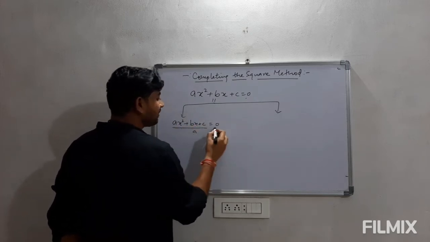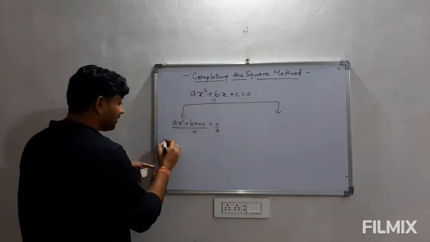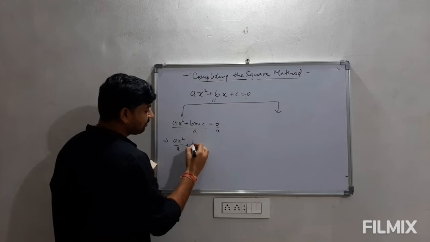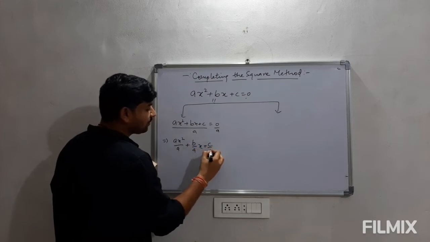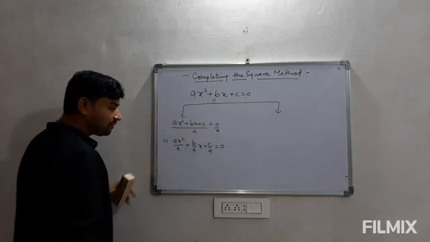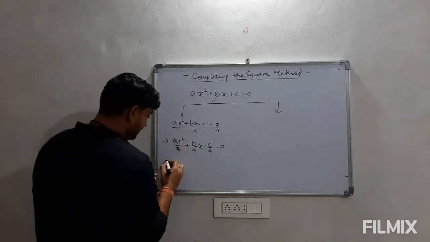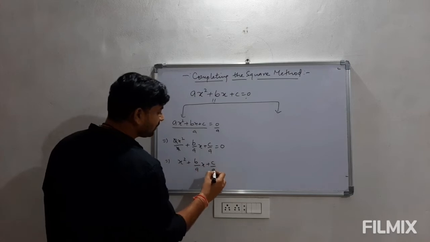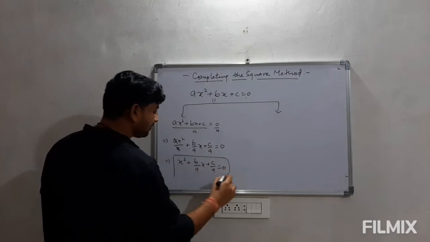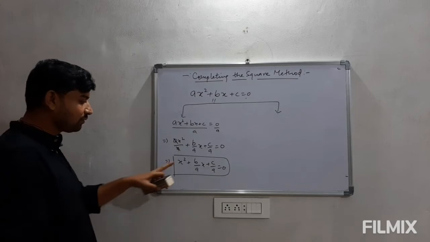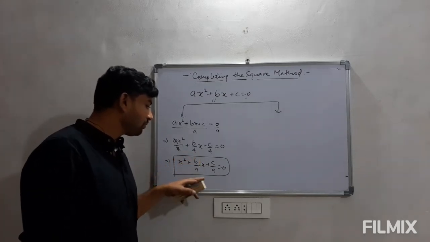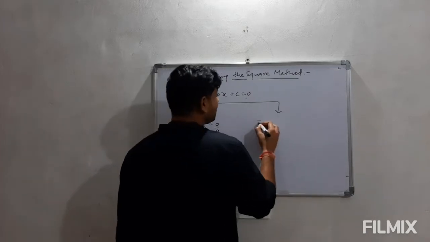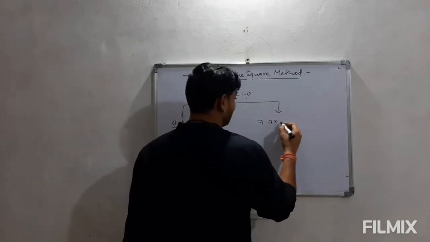If we divide it by a, what will happen here? If we separate them, x square plus b upon a x plus c upon a, and this is nothing but 0. From here we are getting the coefficient of x square as 1. Both methods can be used, any one of the methods we can use. So from here the equation is coming in this format: x square plus b upon a x plus c upon a is equals to 0. Other way is to multiply with a in the whole equation.